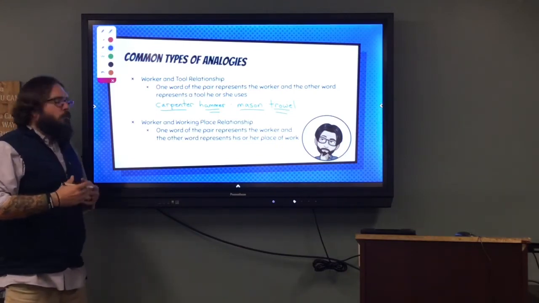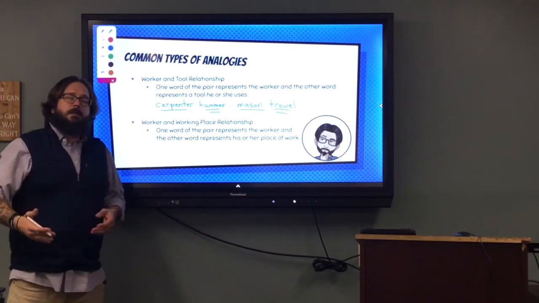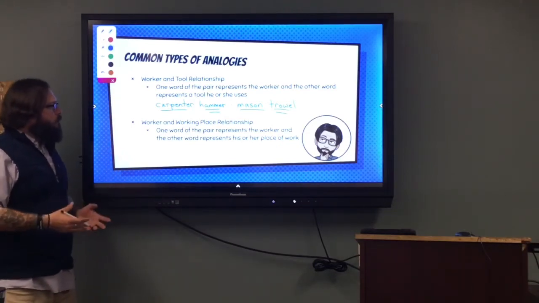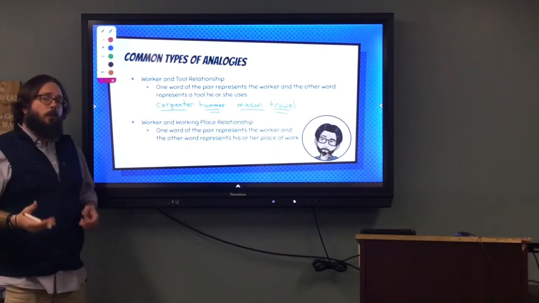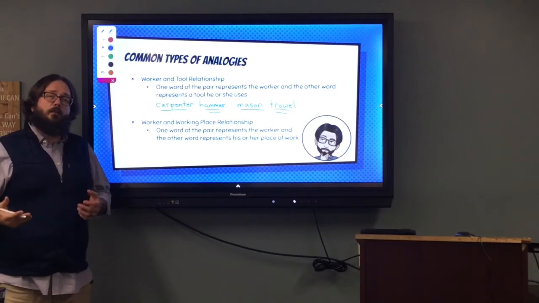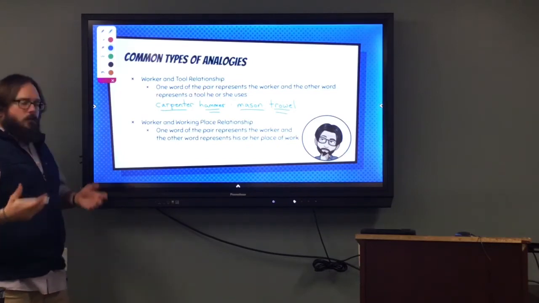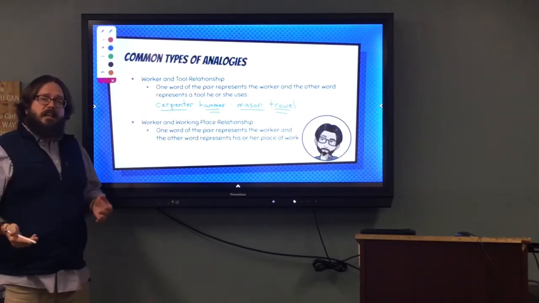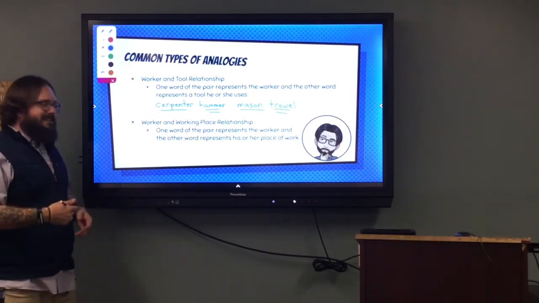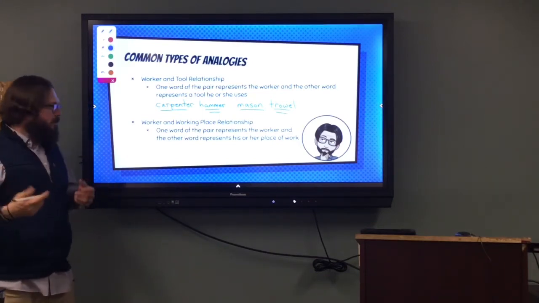The worker and working place relationship is also a common type of analogy. And this occurs when one word of the pair represents the worker and the other word represents his or her place of work. We already saw an example of that in our lesson to introduce analogies, so let's take a look at another example.